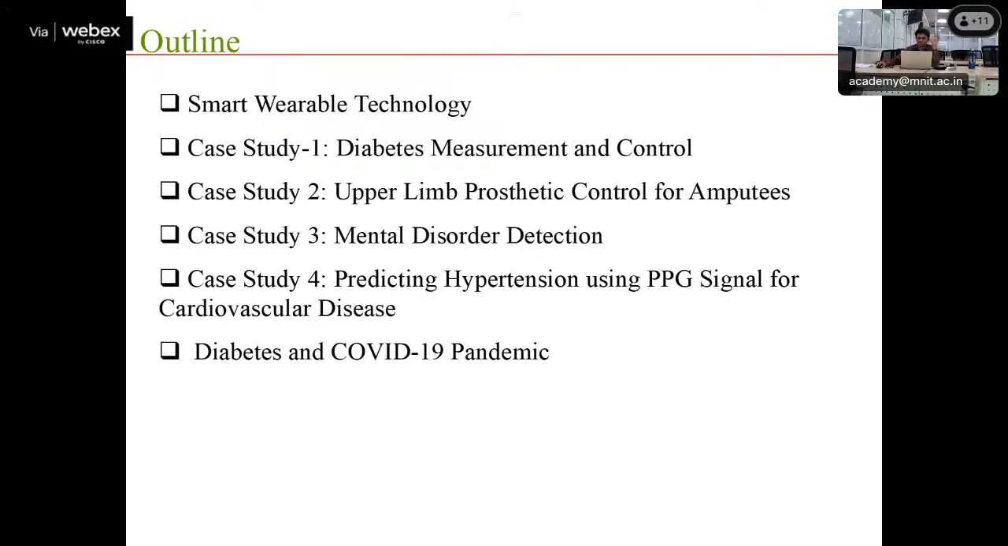First we will see a brief overview of smart wearable technology. Then I will discuss the 4 case studies I am personally working on. Then we will talk about wearable technology that could be useful for diabetes as well as some sort of pandemic like COVID-19. And finally, we will summarize with wearable technology.